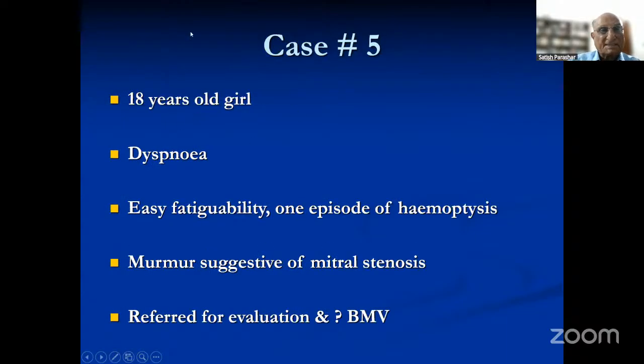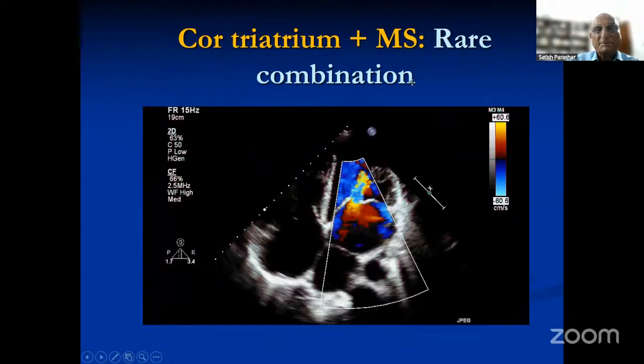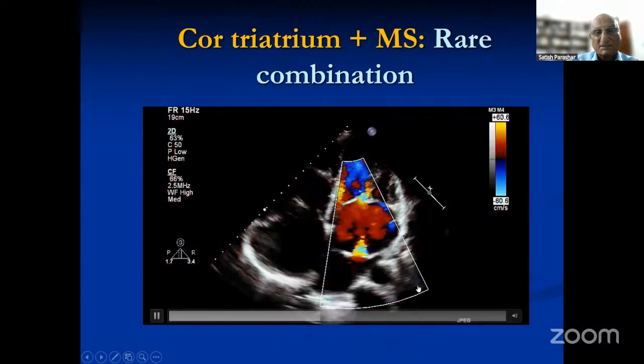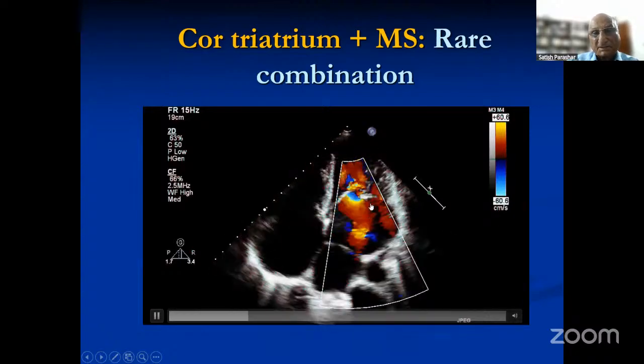So this was an 18-year-old girl with dyspnea, easy fatigability, onset of hemoptysis, and a murmur suggestive of mitral stenosis, and she was referred for evaluation of a balloon mitral valvotomy. When she came, she had a rare combination of both mitral stenosis and a membrane in the LA, obstruction at both the levels. It was difficult to see.